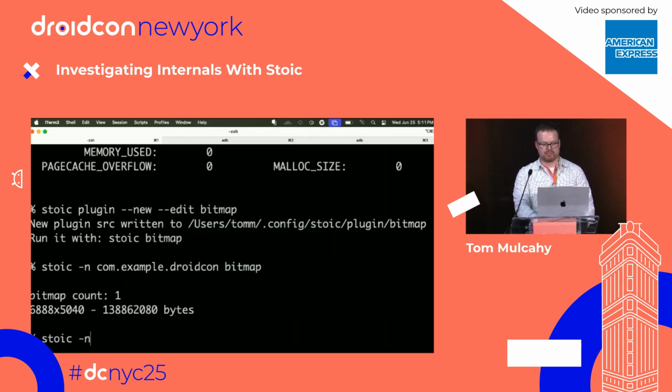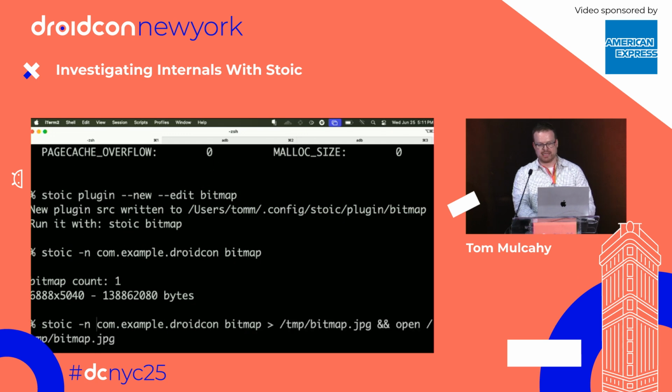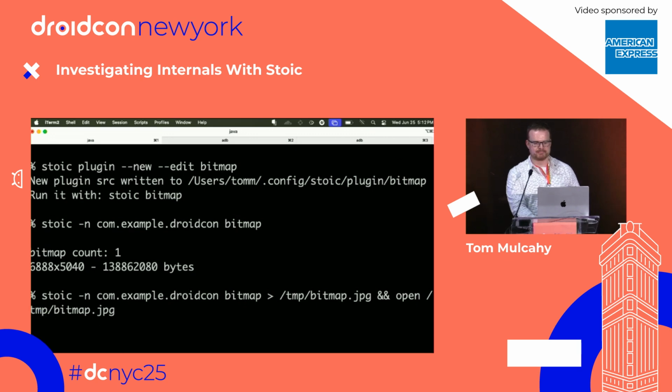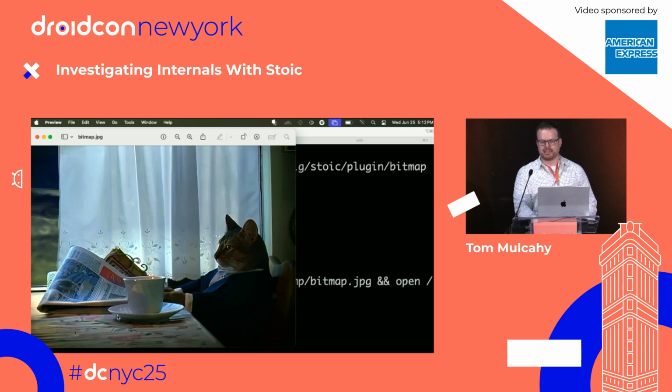Now I'll rerun my plugin. This time I'll redirect standard out to a JPEG file, and then I'll open that JPEG. And let's see what this thing is. Oh, right. It's the I Should Buy a Boat Cat. This is one of my favorite memes, but maybe I could downsize it a bit.